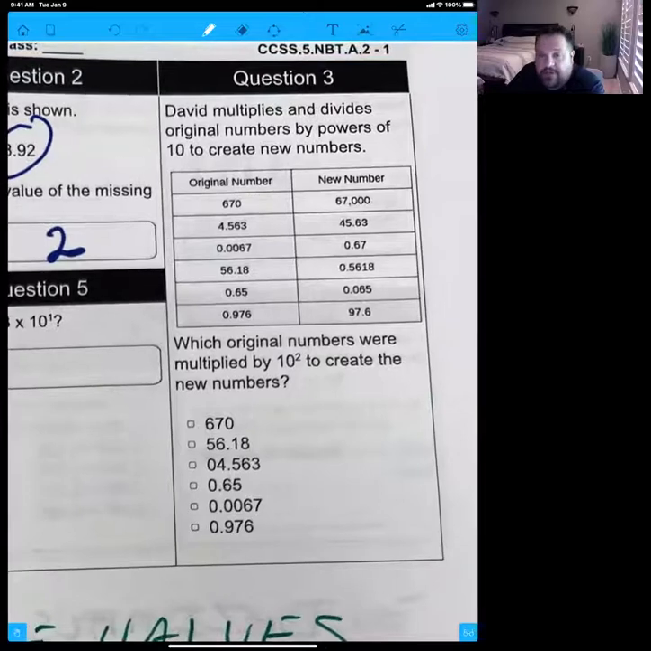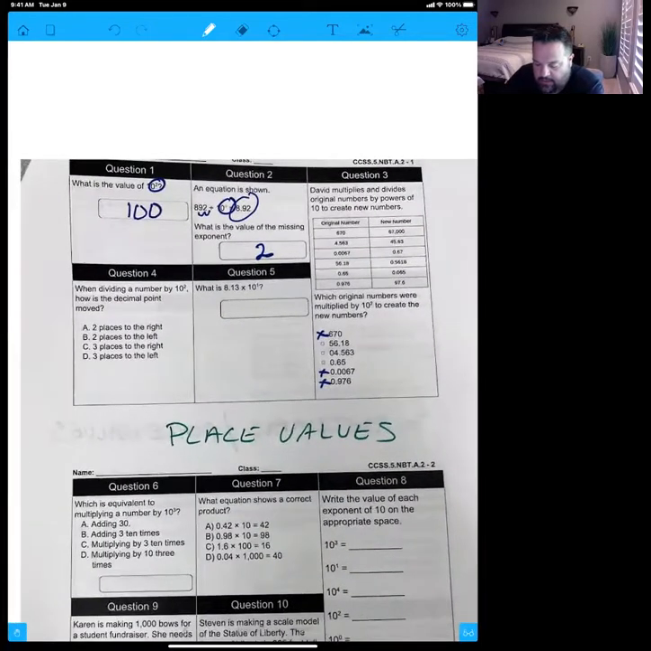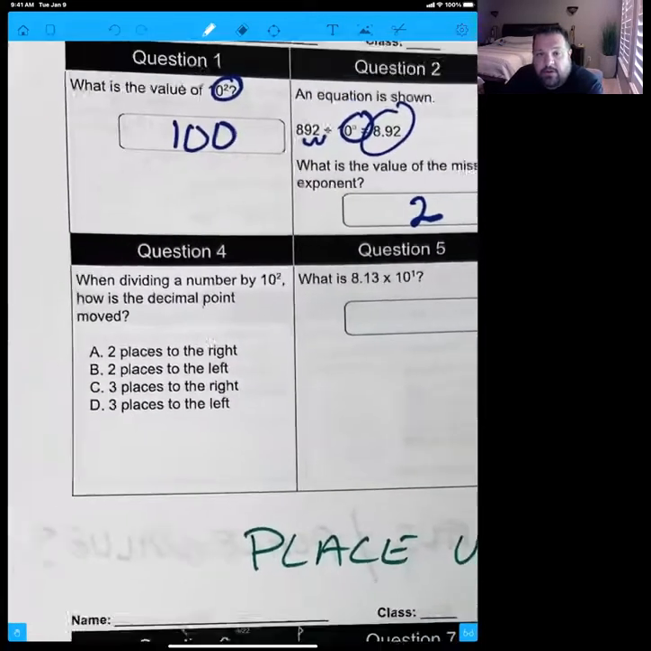Take a look at number 3. Pause the video. For number 3, remember, the key is to pick all of them. So you should have got this one, and this one. Pause the video and do number 4.